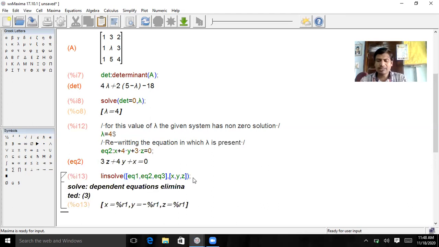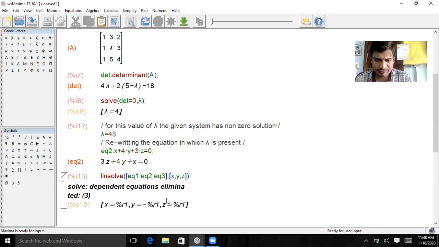Finally, you take semicolon, then you press shift enter. Shift enter means that x is equal to the percentage of R1, then y is equal to the minus percentage of R1, then z is equal to the percentage of R1. Here, the dependent equation, that is the CD of 3. Information given here.